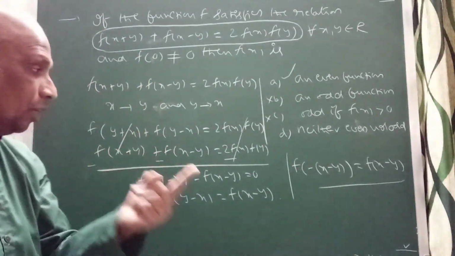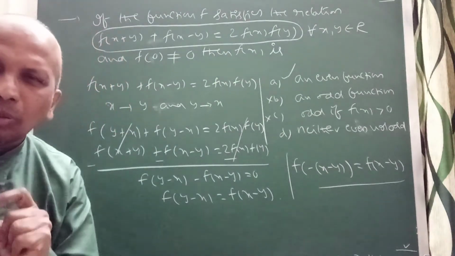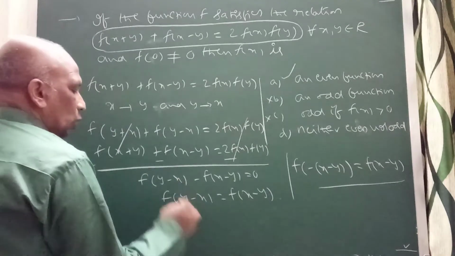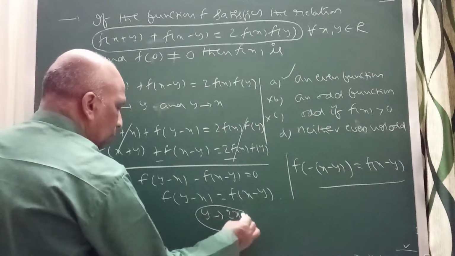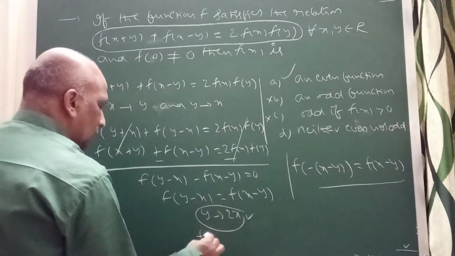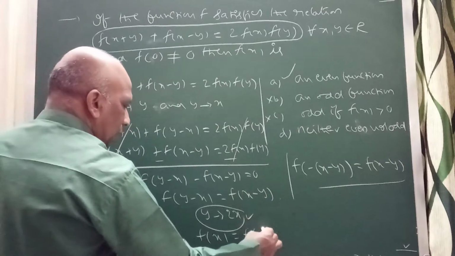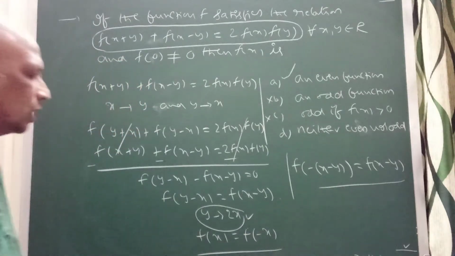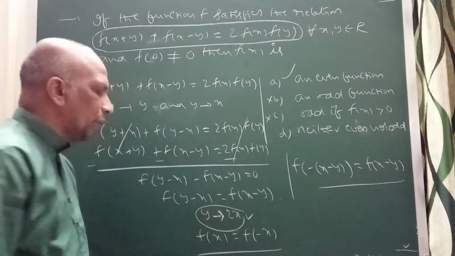Otherwise, I can try another way. Look into this, I can decide the function is even. Still, if you have doubt, then you can also think: suppose replace y with 2x. So replace y with 2x. If you replace y with 2x minus x, f of x is equal to, replaced by 2x, f of minus x. Correct? I can decide it is an even function, right?